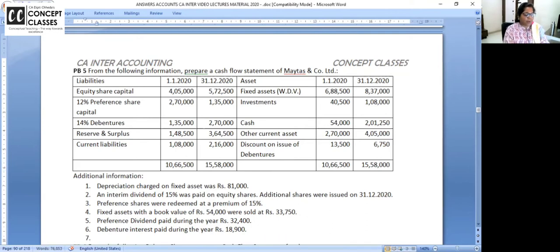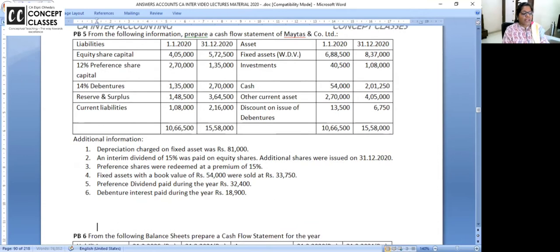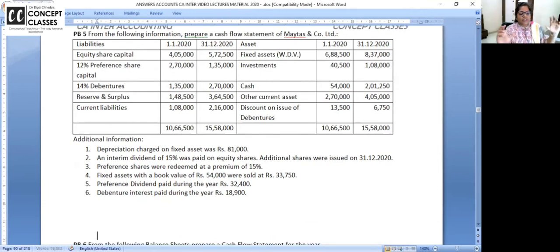Are you reading the problem? And I'm always saying, if you're watching this as a video, make sure that you take a screenshot of this right now and note down, so that when I do the problem, you are also working with me. Right? Chalo, shuru karte hain. What should be the heading? Cash flow statement. Okay. Cash flow statement is as at or for the year ended?